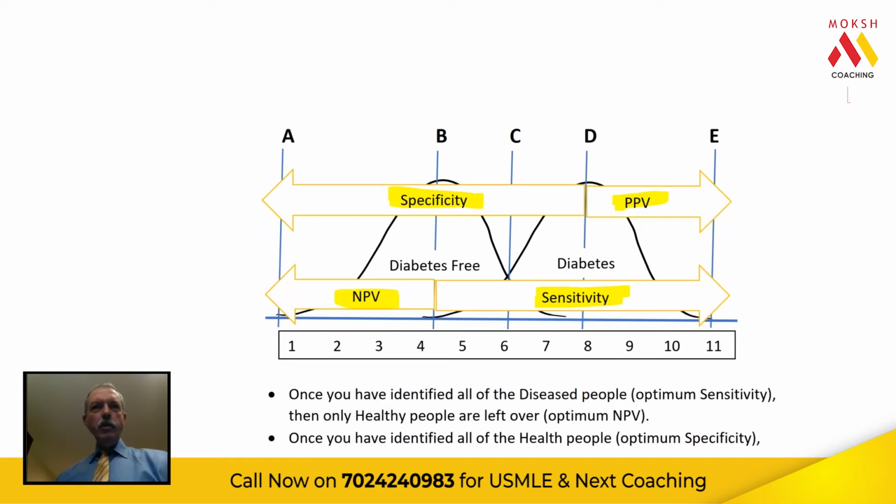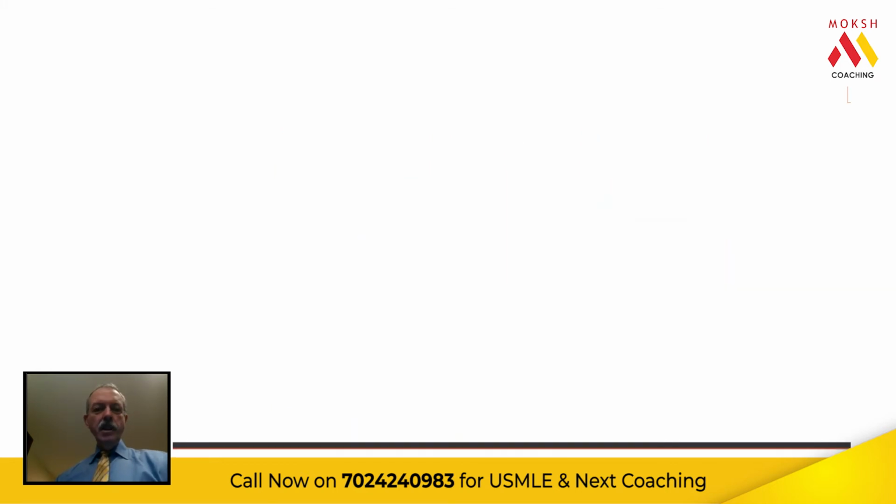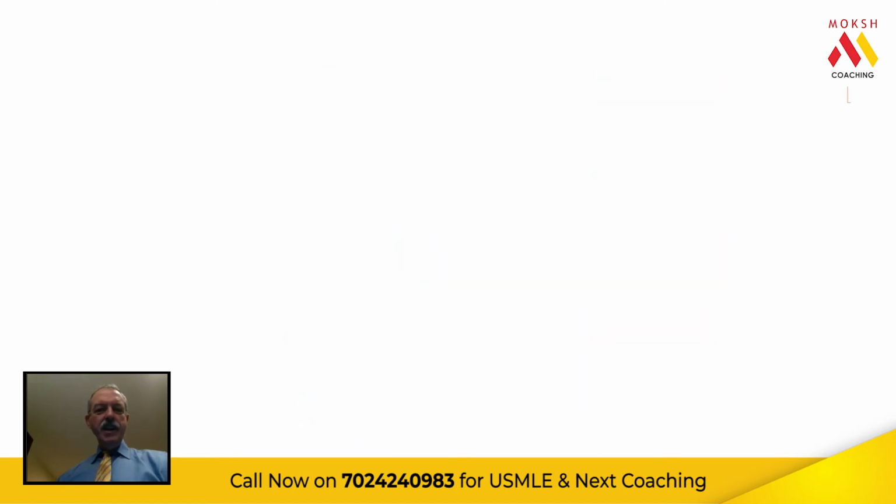Which one of these am I focusing on if I want to be, listen to the words, sure about my diagnosis? Which one of these do I want to pick if I want to be sure about my diagnosis? Positive predictive value. Why can't I pick C for specificity? You can, it's just not as good.